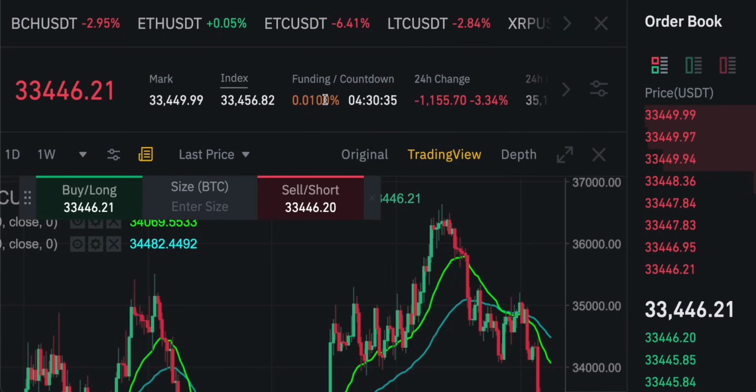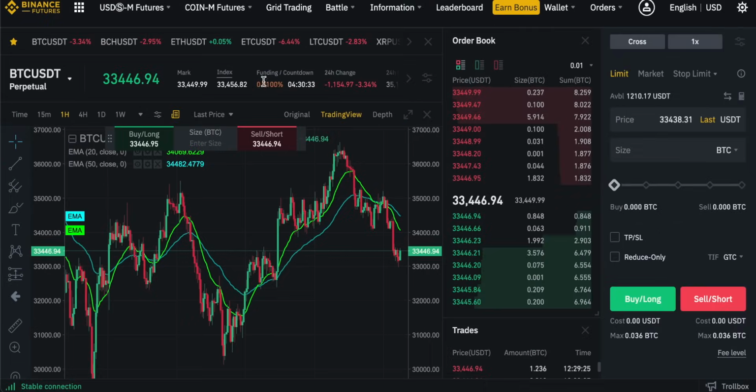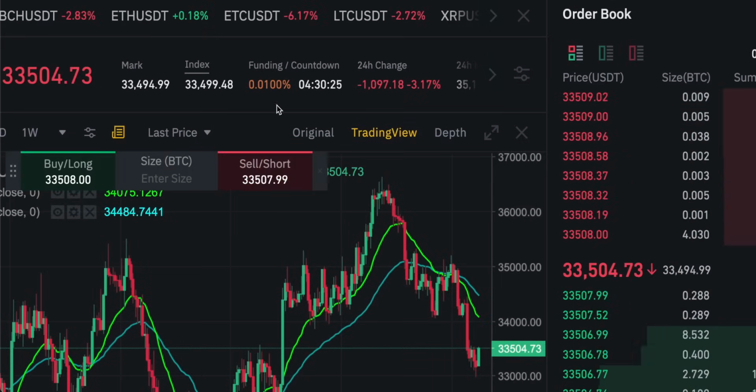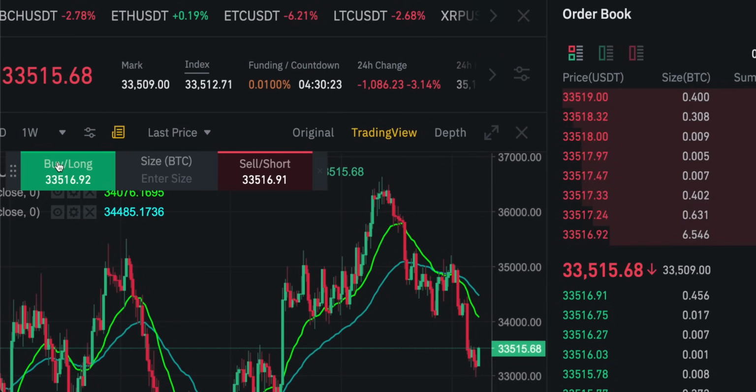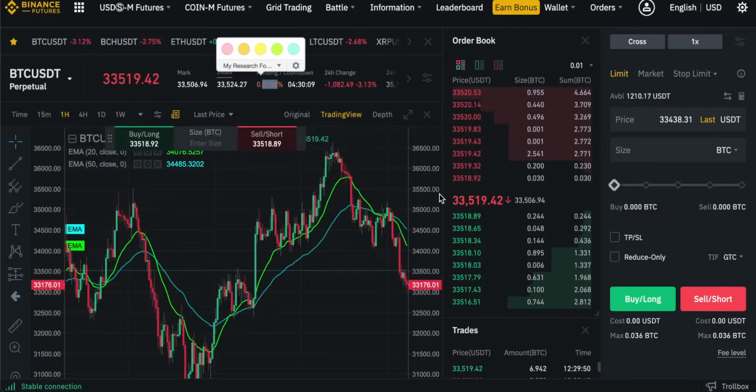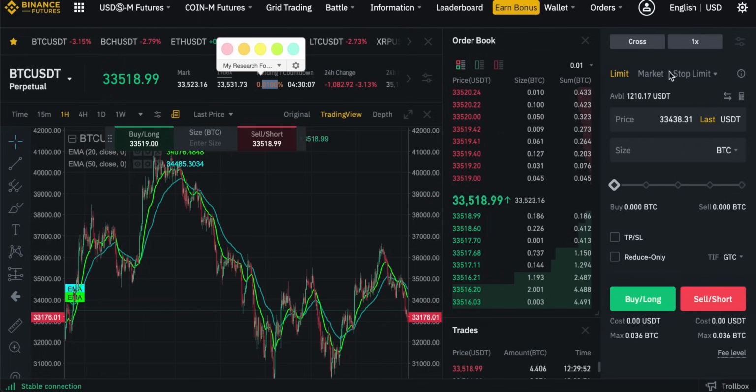And that's something that you don't have with just holding Bitcoin. You don't pay to hold it. But with futures, you do have to pay a funding fee if you're going long. Conversely, if you are selling short, you actually get this funding fee. So longs pay shorts.